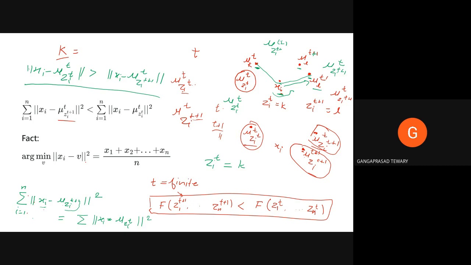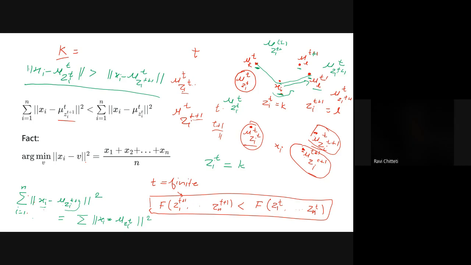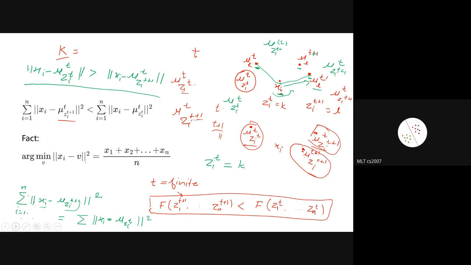Can I ask a question here? The right side is still a comparison with the existing mu of the destination cluster, right? It is not the revised mean. The revised mean can be closer or farther, because we never know. My question is, it is the existing mean of the destination cluster. It is not the revised mean. It's the existing mean. Okay, got it.